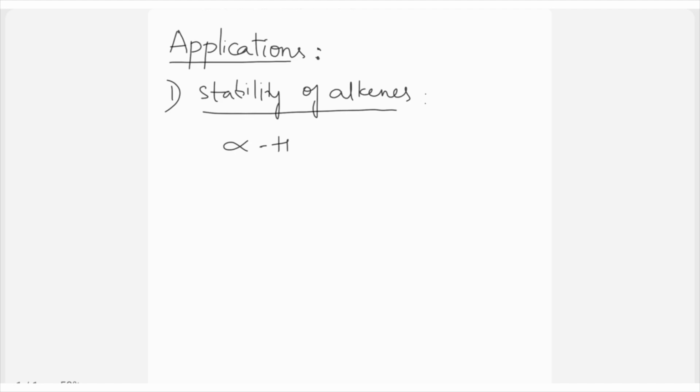So let us see the first application, that is the stability of alkenes. The stability of alkenes can be calculated or told based on the number of alpha hydrogens, because this is directly proportional, this symbol is alpha. So as the number of alpha hydrogens increases, the number of hyperconjugation contributing structures is going to increase. So hyperconjugation will also increase.